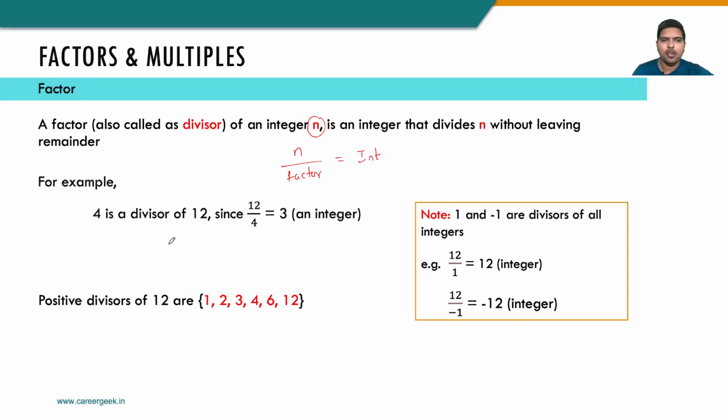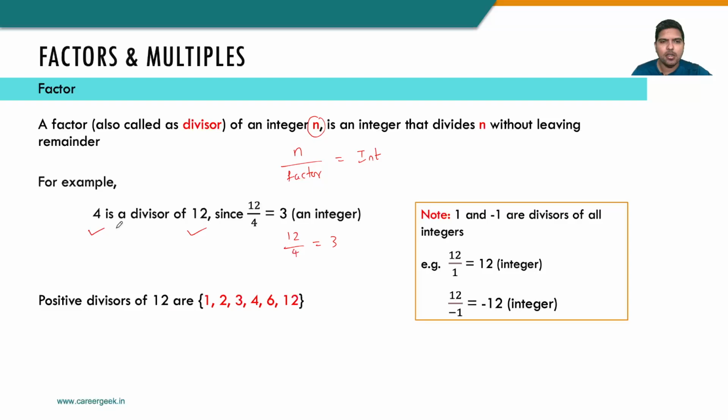For example, you can see that 4 is a divisor of 12. Why? Because you divide 12 by 4, you get an integer. It's completely divisible. Okay. So the factor's basic definition is that the factor must divide the given number. Only then can that number be a divisor.